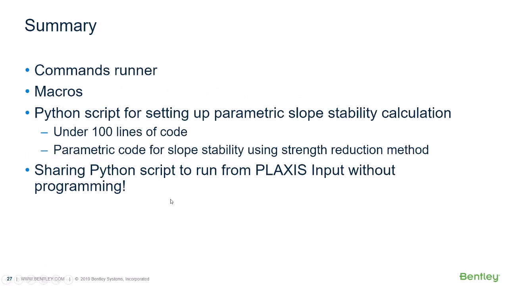That brings us to the end of today's presentation. I showed you using the commands runner, macros. I set up a Python script for parametric slope stability calculation. At the end, we used under 100 lines of code, so it was not that much code that we need to use for this. And then we had a parametric code for slope stability analysis using the strength reduction method.